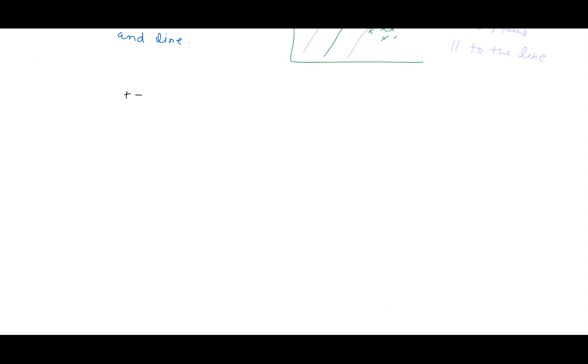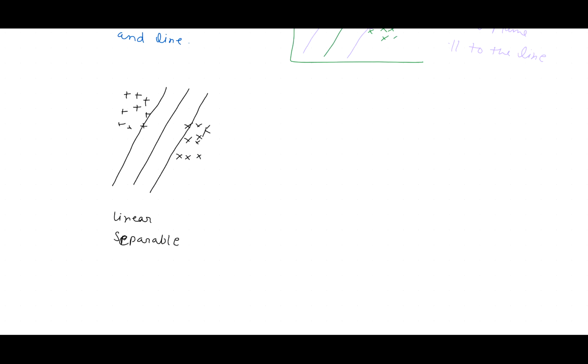I'm just drawing another example. This is easy for you, right? You are drawing the plane like this. This is easy because this is just 2D data. It is easy to separate, so we call it linear separable.